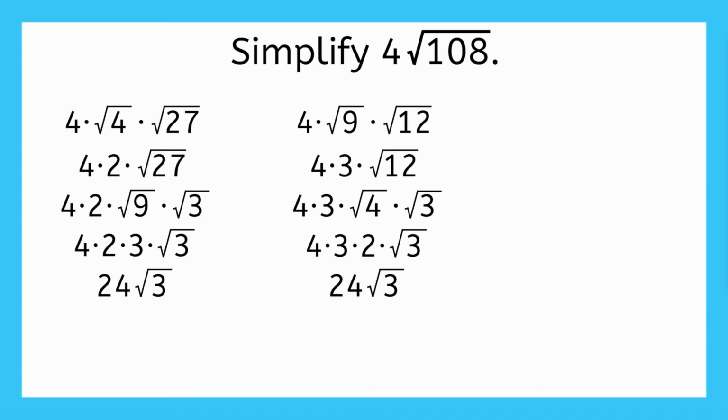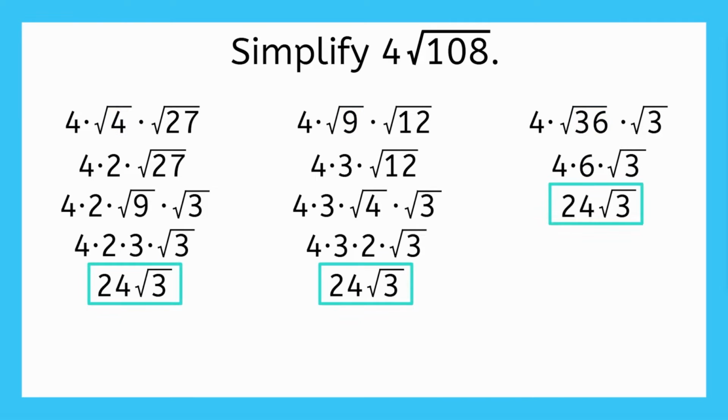You may have even noticed that 4 and 9 are perfect square factors, and 4 times 9 is 36, which means that 36 is also a perfect square factor of 108. You only needed to start with one of these options to get to the answer, but here's all the possibilities. As long as you keep factoring the radicand until it doesn't have any more perfect square factors, then you will reach the simplified answer. Pause here if you need to compare your work with the work displayed on screen. And once you're ready, we'll input our answer into the game.